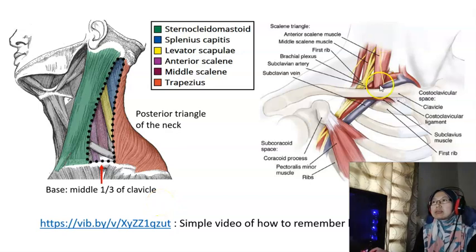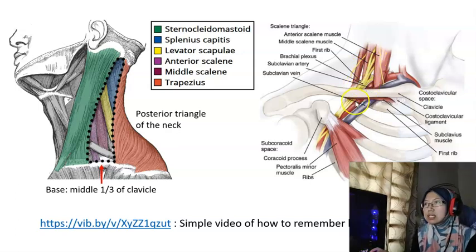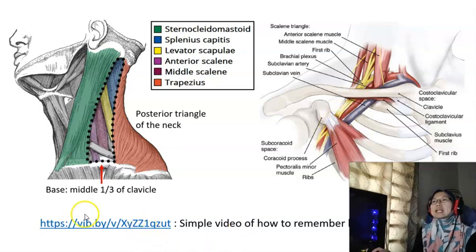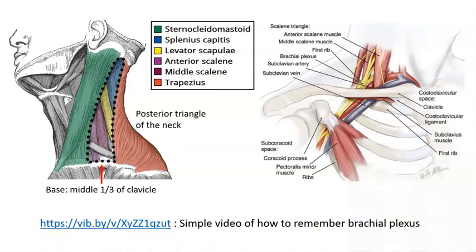Yeah, as I mentioned before, it emerged from in between the anterior scalene and the medial scalene, middle scalene, sorry. Okay, this is the brachial plexus. And this is a video for you to watch, a simple way to remember. Okay, brachial plexus.